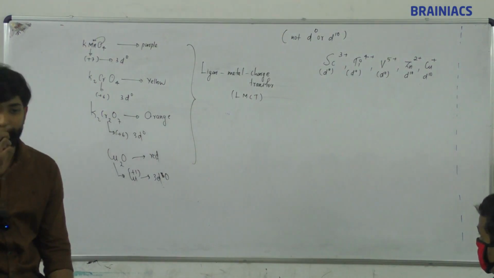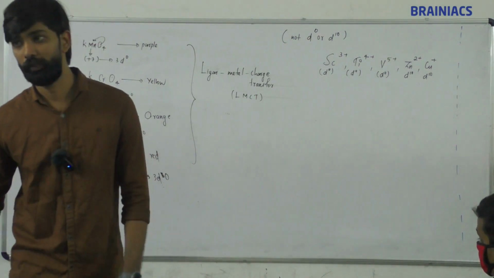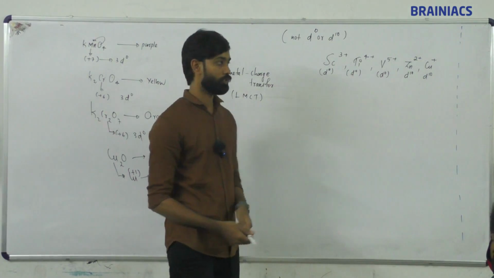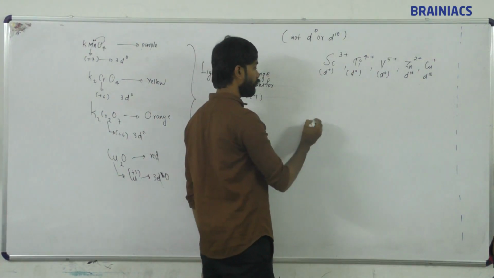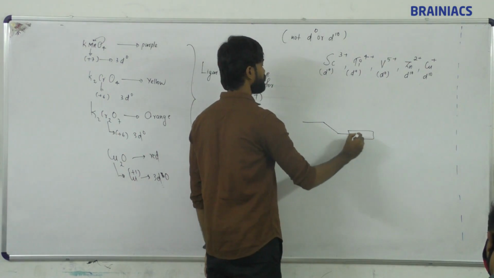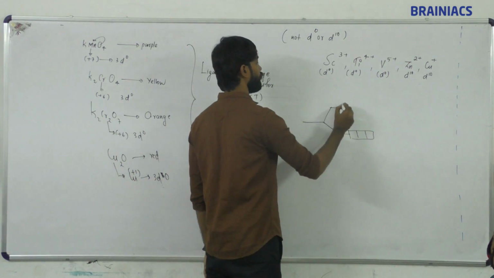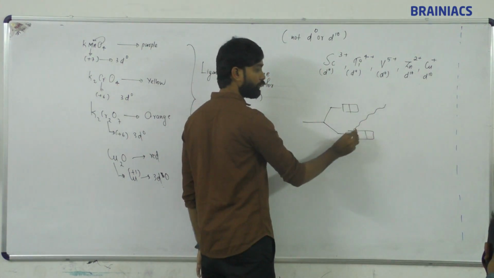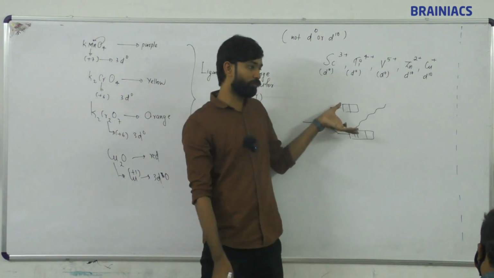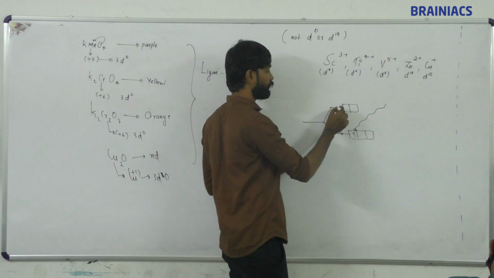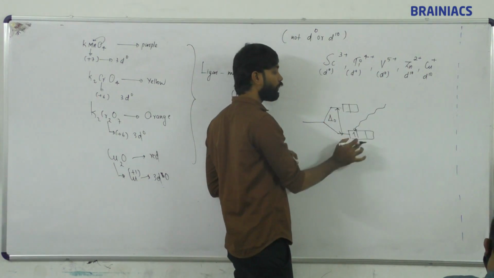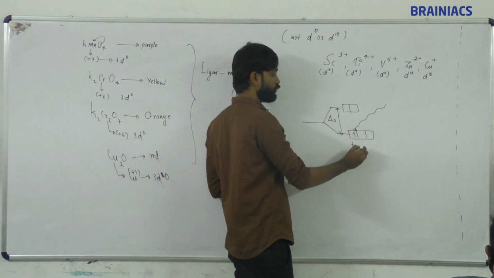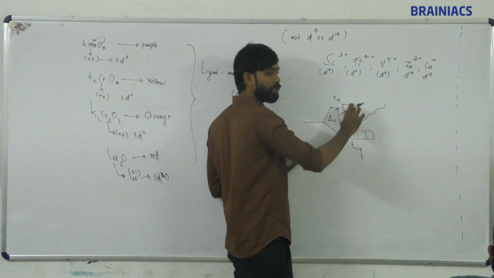Before that, the reason for the colored property. What is the reason for colored property? It is due to d-d transition. There is an electron transition from a lower d orbital to a higher d orbital. If an electron absorbs energy, there is a small difference between them, and this energy is said to be delta O. This is the difference of energy between the sets t2g and eg.